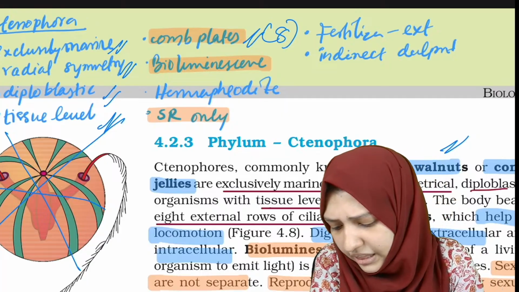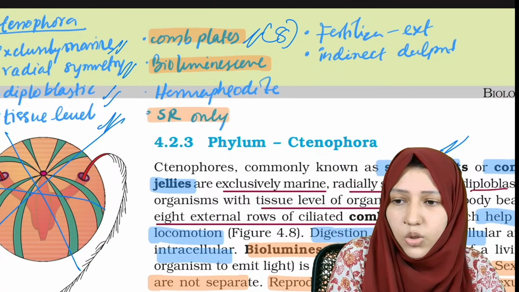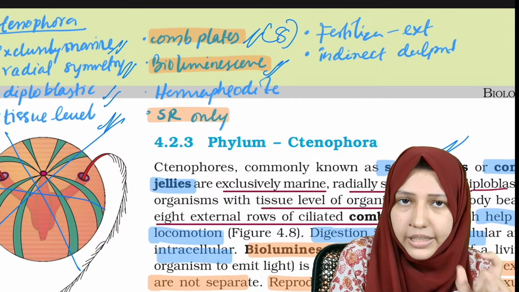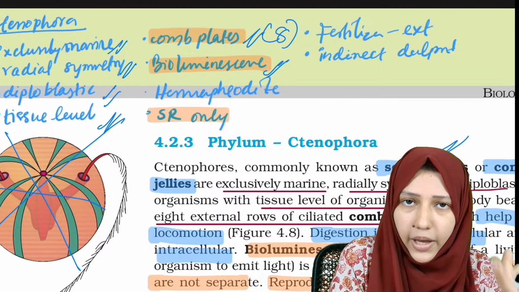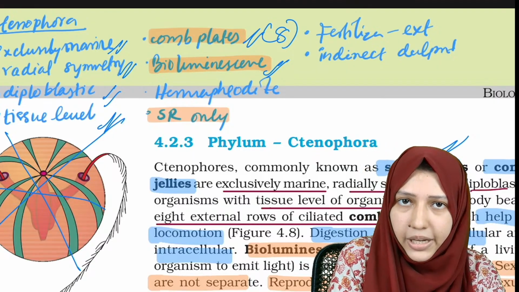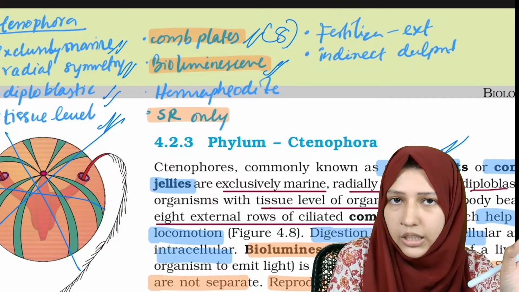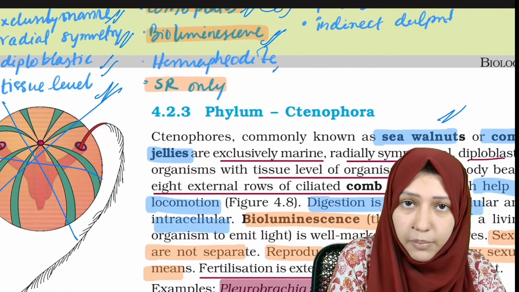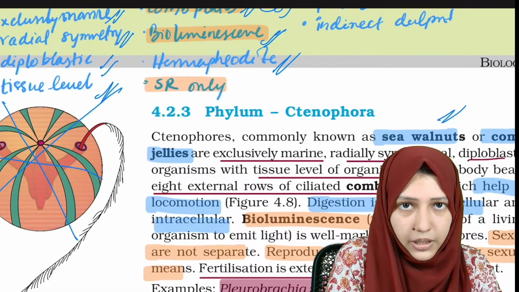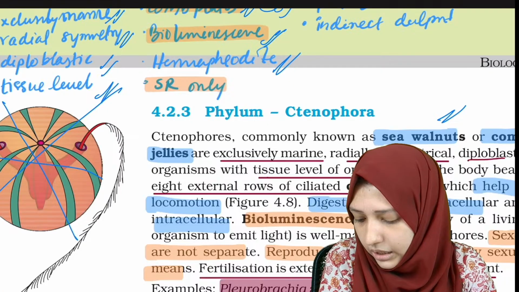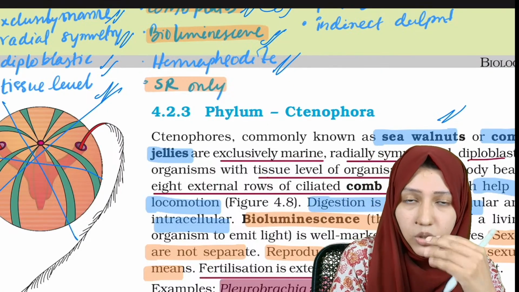Clear? And they also have a special property which is known as bioluminescence. What is bioluminescence? Bioluminescence is the ability of an organism to emit light. Clear? Bioluminescence is shown by Ctenophora. And it is also hermaphrodite. What do they mean by hermaphrodite? Sexes are not separate, both female and male in the same organism. And here only sexual reproduction happens.